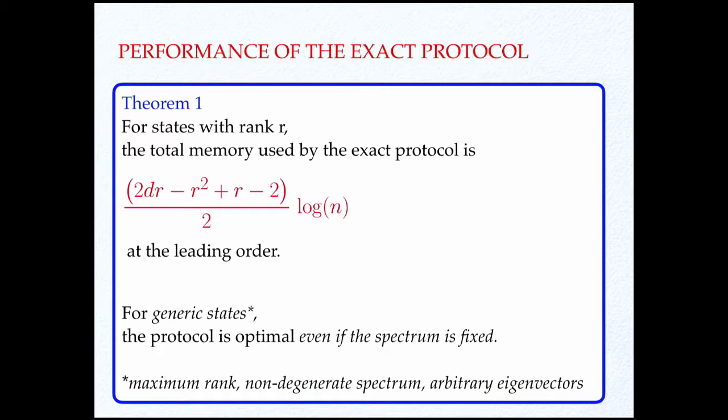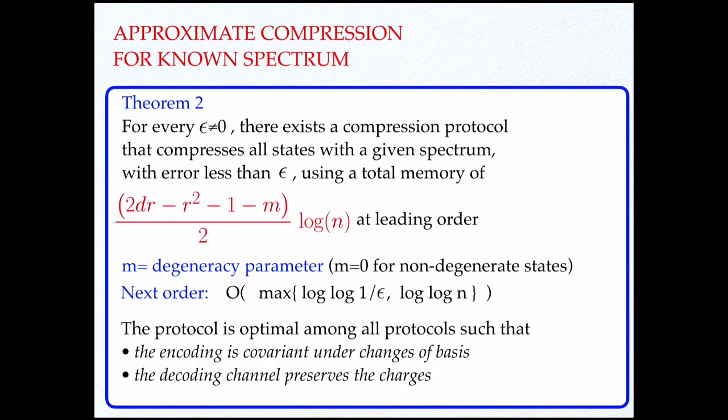The exact number is not that important, but it's good that we can quantify it exactly at the leading order. So this protocol works pretty much for every state that has a rank R. If you have some generic state, with maximum rank, with no degeneracy, and with arbitrary eigenvectors, we can show that even if you fix the spectrum of the state, this protocol is still optimal, as long as you want zero error. So pretty much this is the best we can do when we fix the error to be exactly equal to 0. So what happens if you allow for a non-zero error?